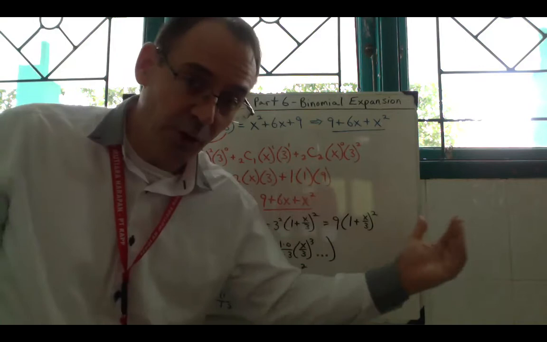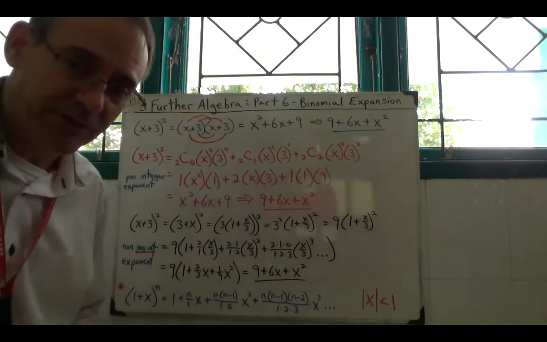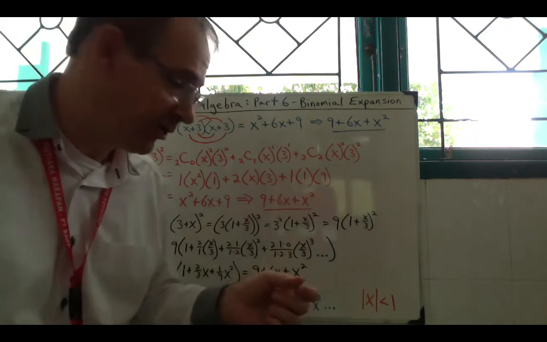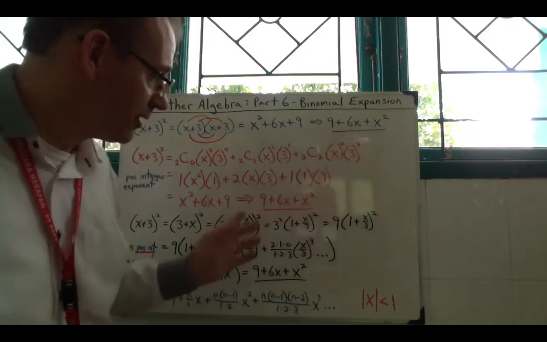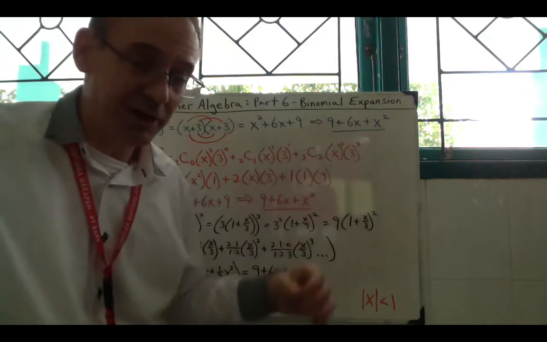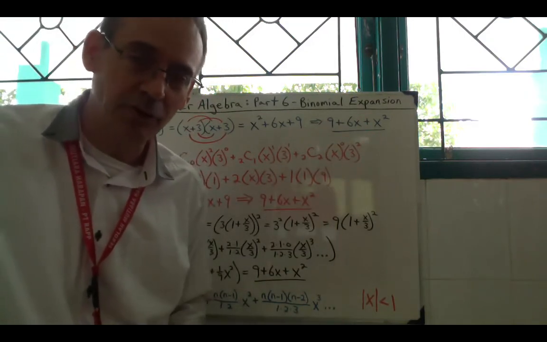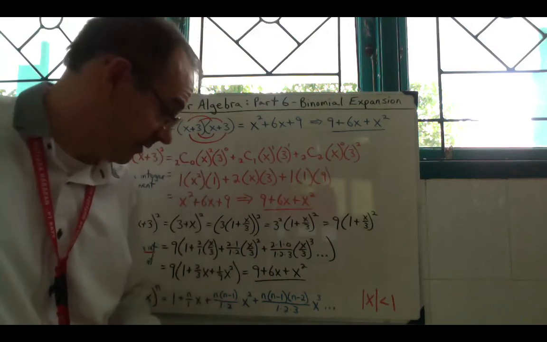Obviously, we're not going to go indefinitely. Usually, Cambridge has you take it to the x squared term. In other words, you're going to usually end up with 3 terms or maybe 4 terms, but probably not much more than that. Usually it goes to the x squared term.